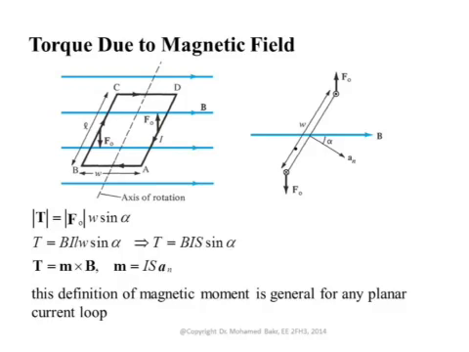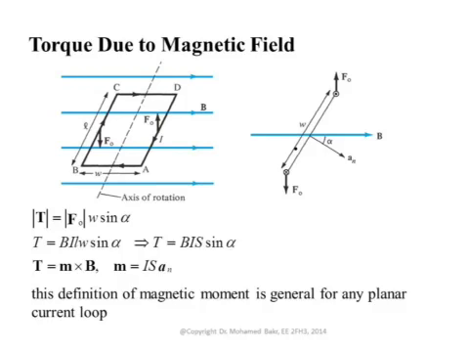So what is happening here is that you can see you have two opposite forces, F naught and minus F naught. They are opposite to one another, but they are actually trying to make the loop rotate. They're trying to create a torque here.